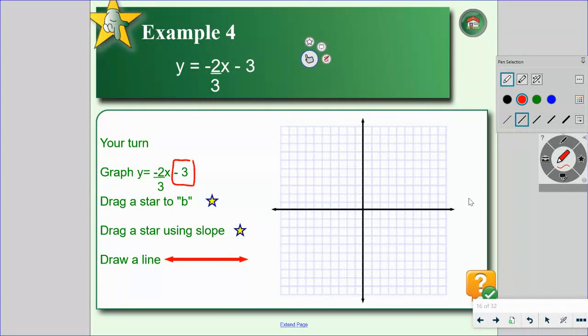First things first, I see a y-intercept of -3. I go to my graph and I plot where on that y-axis. Remember, you're up and down here. Where on that y-axis? All right, there's (0, -3). Now we can use our slope.